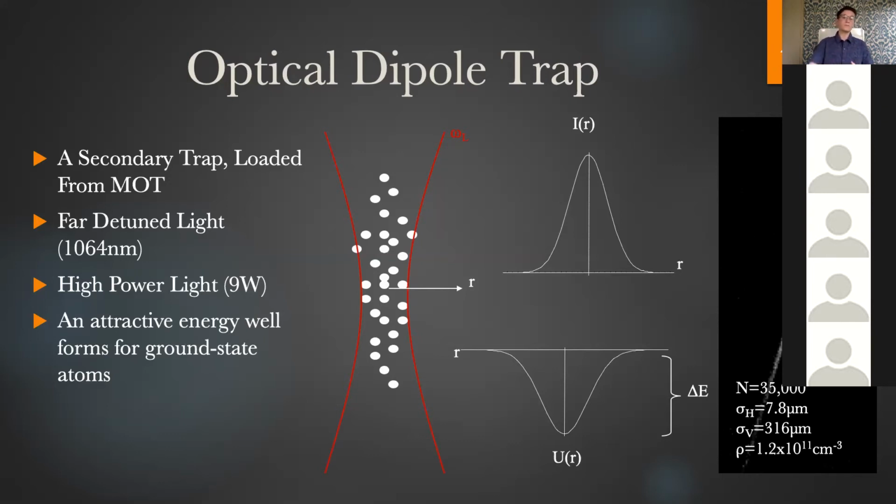The other statistic that I want to draw attention to is the sigma h, which is the width of our trap, which is 7.8 microns. For context, a piece of your human hair is generally about 17 to 181 microns thick, which means this trap is thinner than your hair.